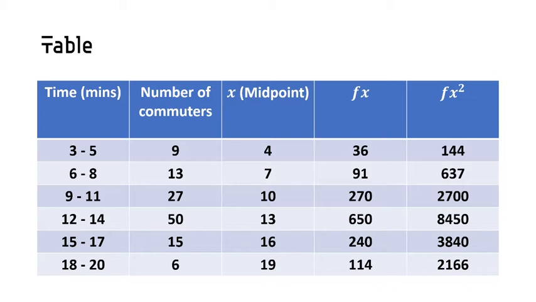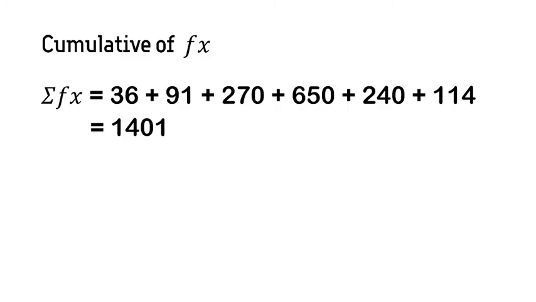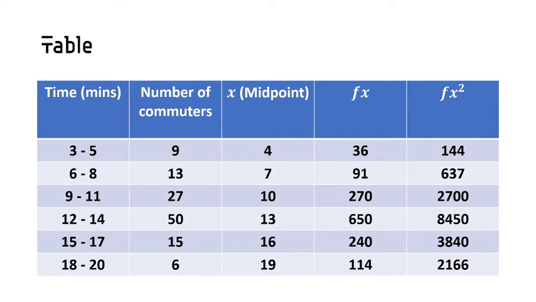So here we have the time in minutes and number of commuters as we saw in the previous table. But we have another three new sections, which is the x, which represents the midpoint, the fx, and the fx square. So these are the data that we have to use to calculate both the mean and standard deviation. So the cumulative of fx, basically just add up all the fx that has been discovered, as you can see from the table. To find fx, we need to multiply the number of commuters and the midpoint, so that's how you get the fx.